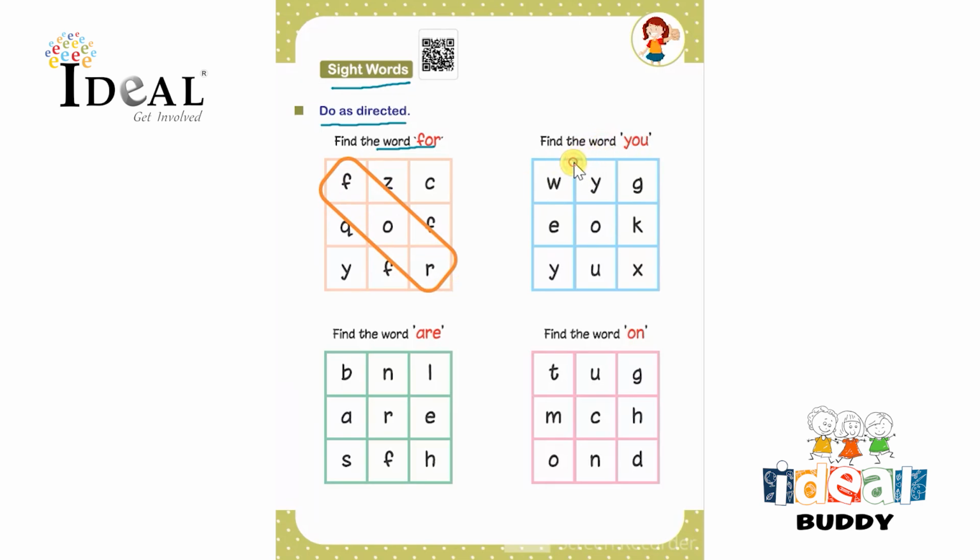So here the next word is you. So they will be doing it like this. After that it is given find the word R. So here is the word R. Let them use pencil colors or sketch pen to encircle the words. The next word is on, O and on. So it is given over here. Let them read the words once they have found the words.